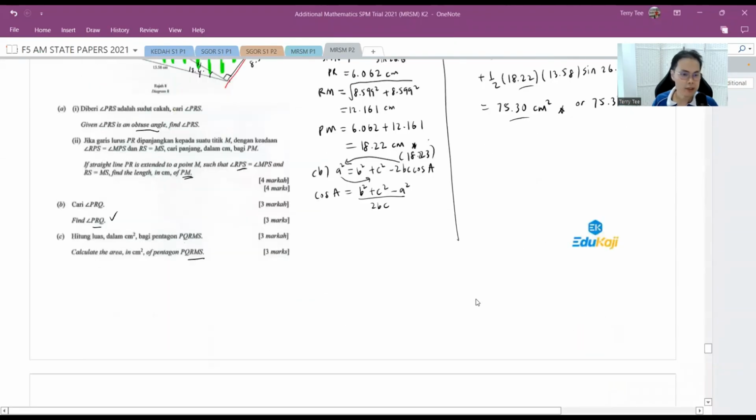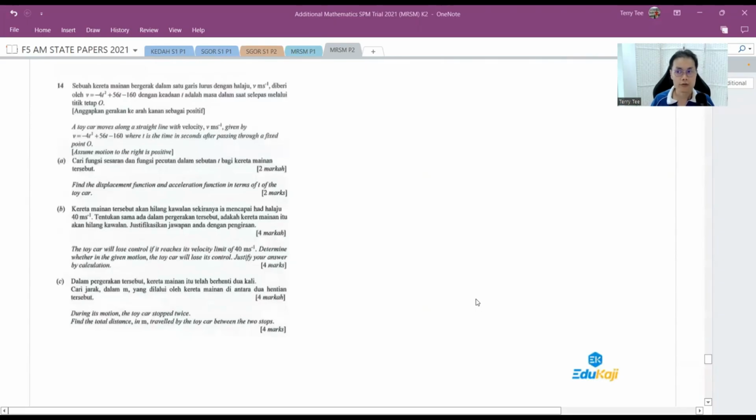Okay, moving on to the next question. This is from chapter 10, Kinematics of Linear Motion. Here we have a toy car that moves along a straight line with the velocity given as v equals -4t² + 56t - 160. You are supposed to find the displacement function and acceleration function in terms of t.